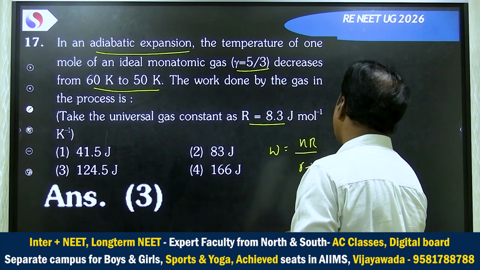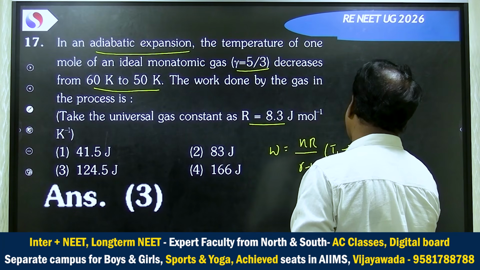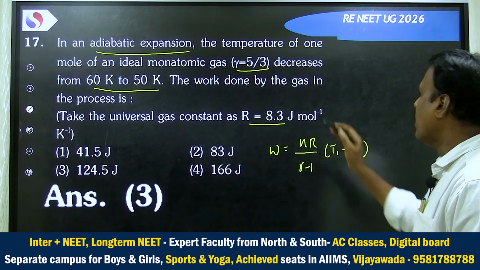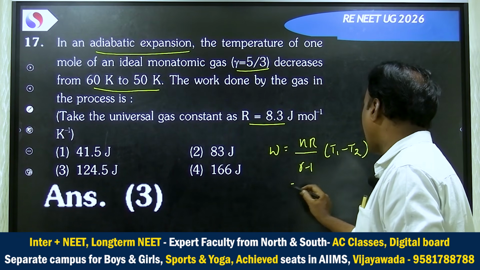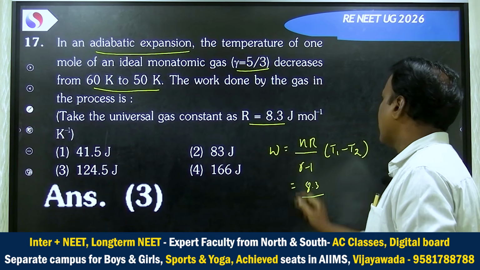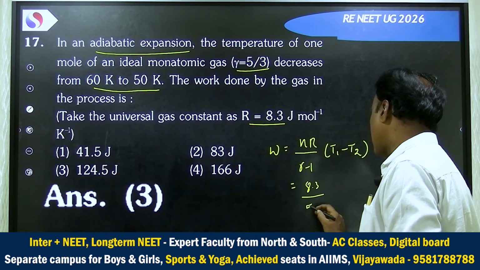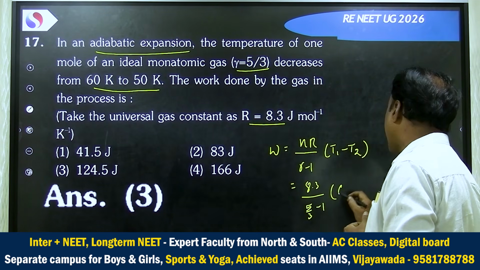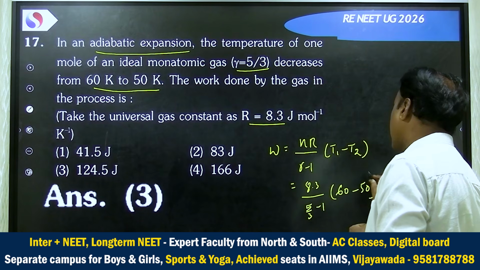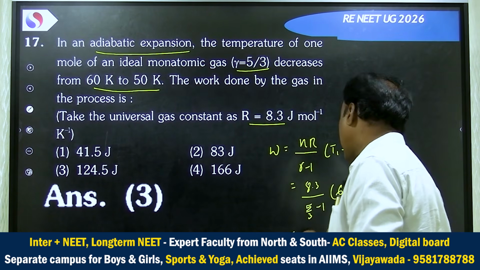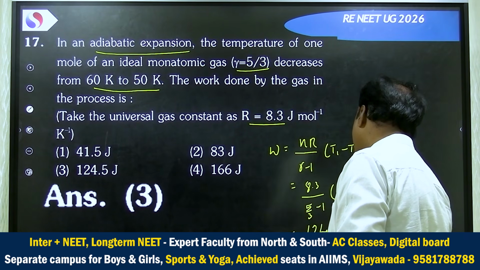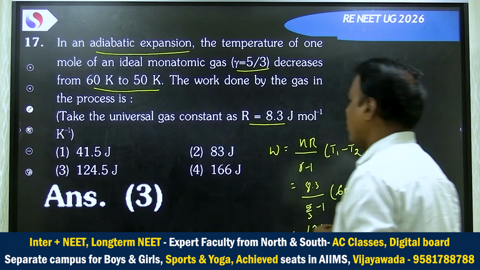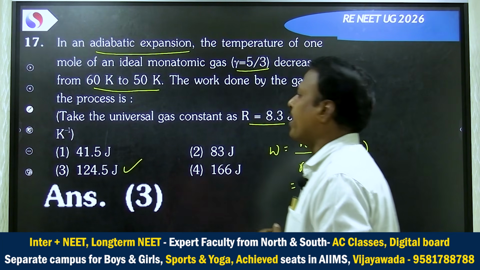In an adiabatic process, the work done is nR by gamma minus 1 into T1 minus T2. Here n is 1, so no issues. R value 8.3 and gamma value 5/3 minus 1, T1, T2, the initial and final temperatures. Okay, just with a proper and simple calculation, you will get the option which is given as 124.5 joules.